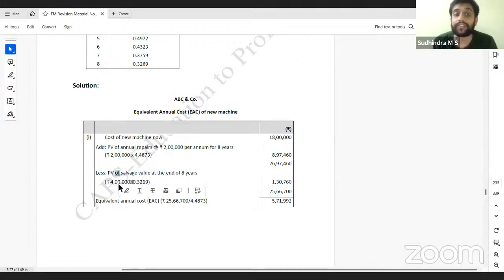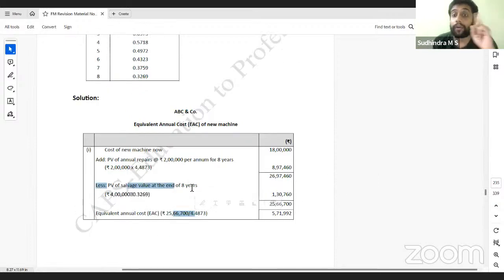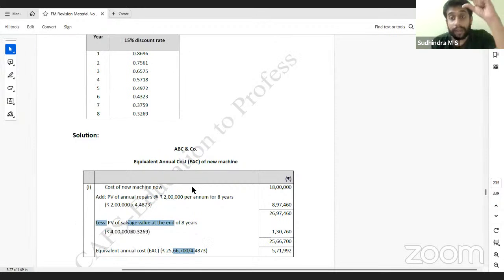Present value of the salvage value. Salvage value at the end of 8 years is 4 lakh. What is its value today? Present value of cash inflow. So 25,66,700 divided by, how do you get the equivalent annualized factor?